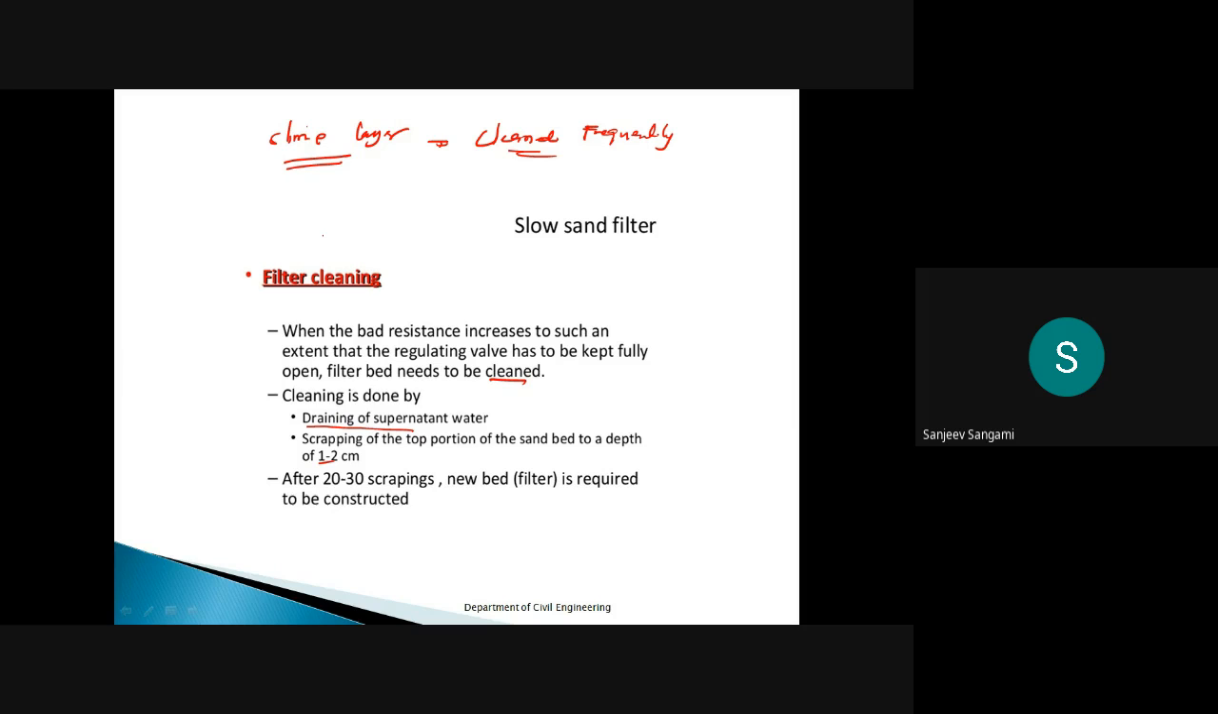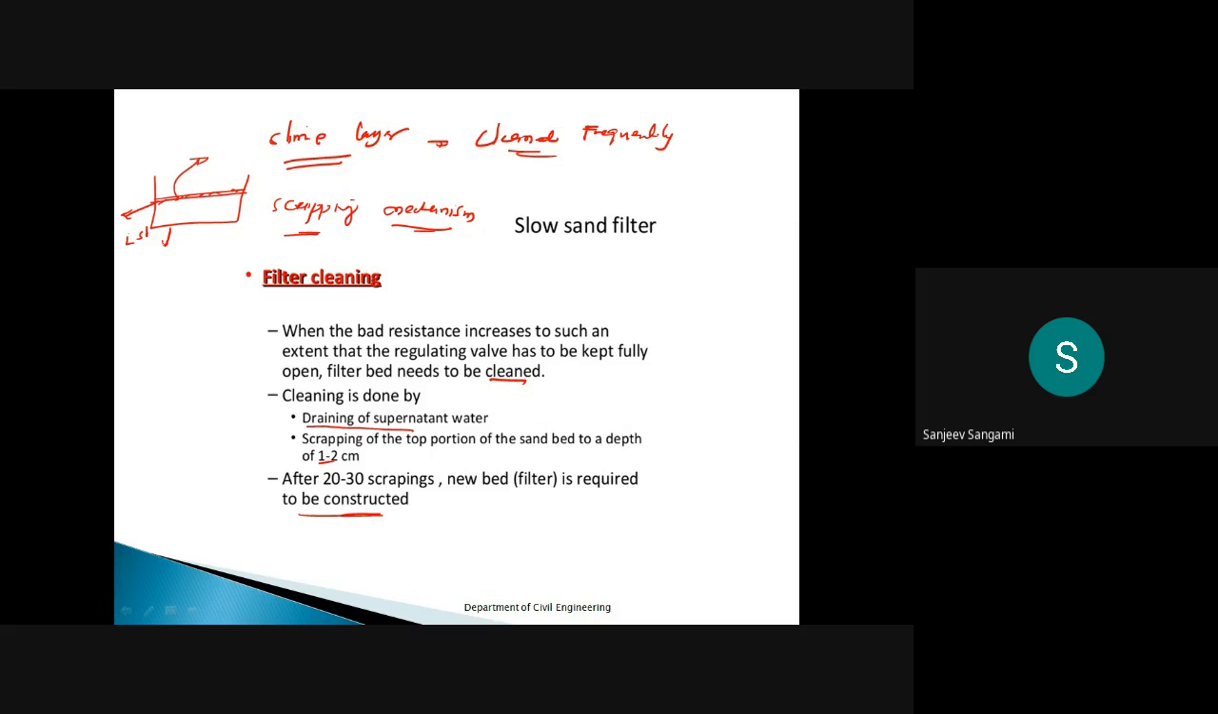So whatever I told in the figure, I told that this is the slime layer. This has to be cleaned with a scraping mechanism. After 20 to 30 scrapings, a new bed is required to be constructed. See, what will happen is that suppose first time you remove this, second time you remove this, maybe after 2 to 3 months or 4 months or 5 months. It is based on the kind of water you are using for the filtration process.